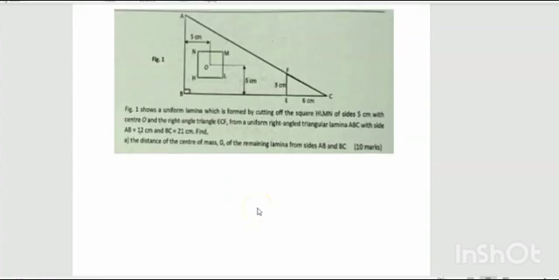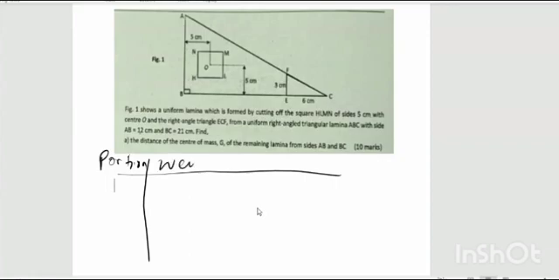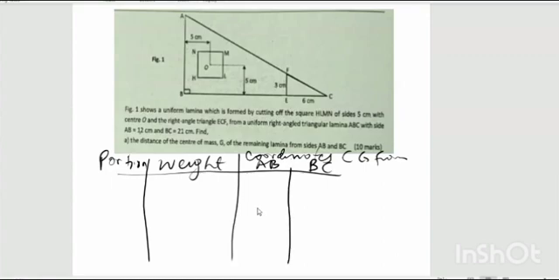Good. Now to do this well, we are going to have our table. So we write there the portion. We have the weight. Now we have the coordinates of center of gravity. Let me abbreviate that as CG, from AB, as I have said, and from BC.